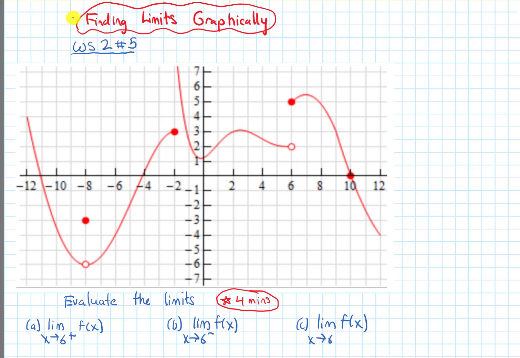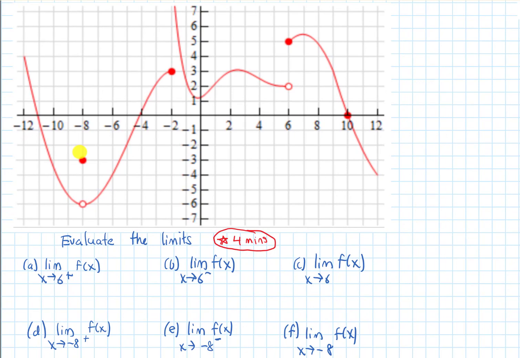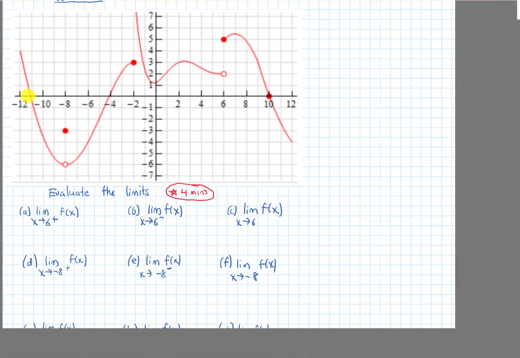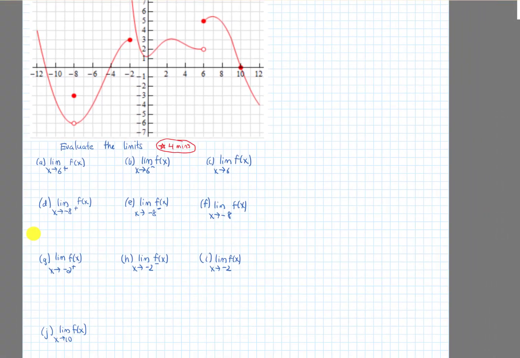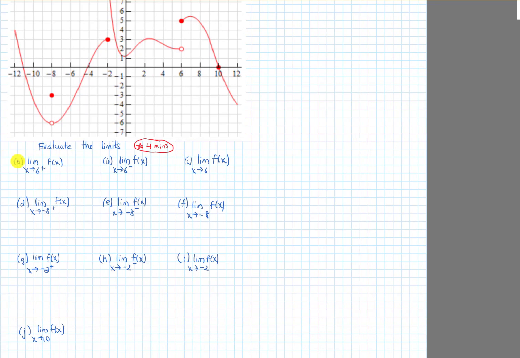In this discussion video, we'll do a practice problem where we find limits graphically. This is problem number 5 from worksheet 2, and we have this graph. I want to evaluate the following limits. I'm going to zoom it out a little bit so we can see all parts of this question. We have part A up until part J, a bunch of these limits.